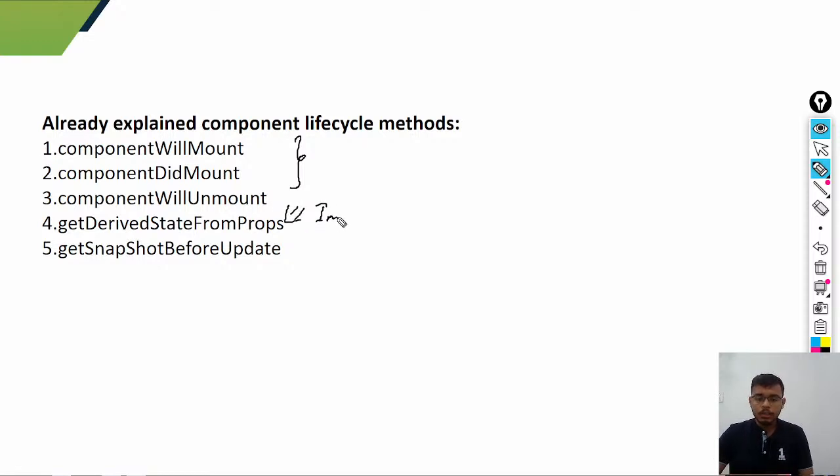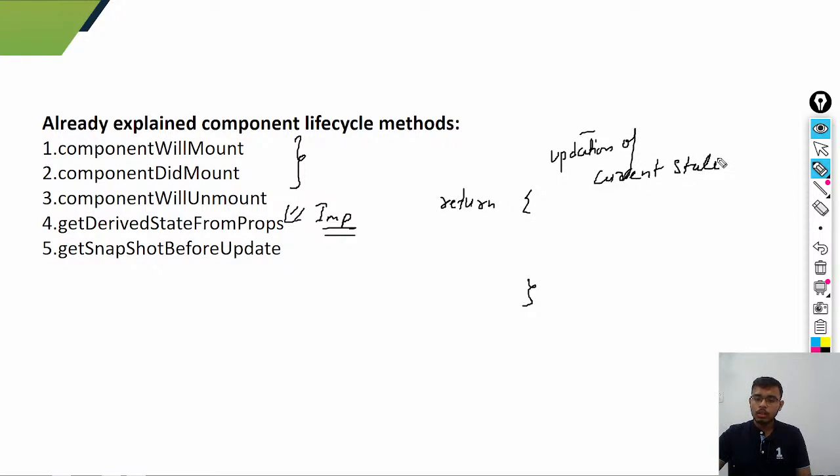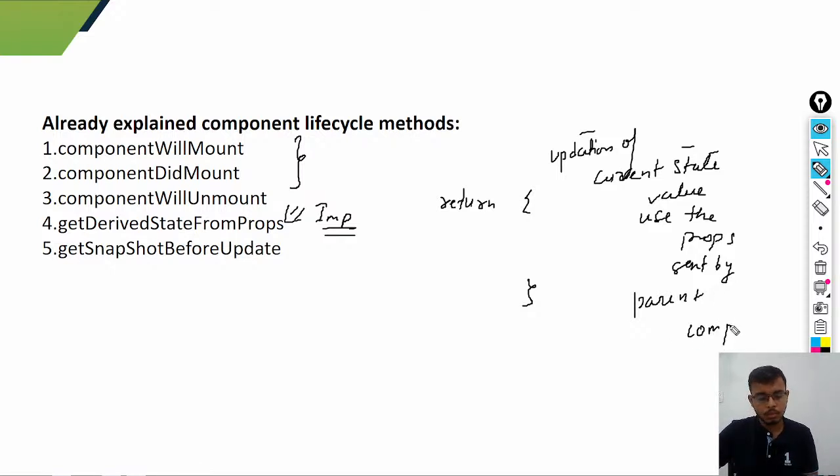This is a very important method, though rarely used. It is just a function that returns an object, and that object is nothing but an updation of the current state value using the props sent by the parent component.